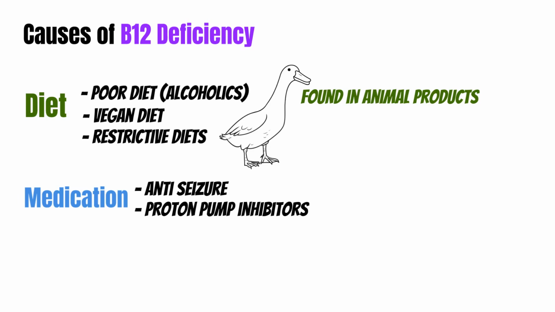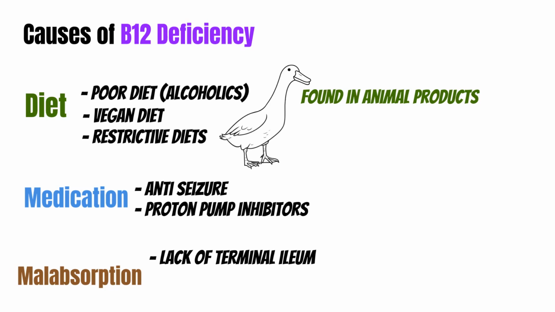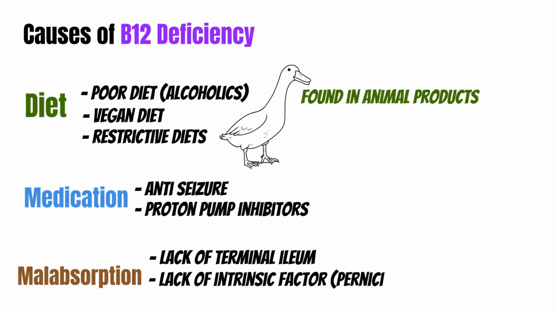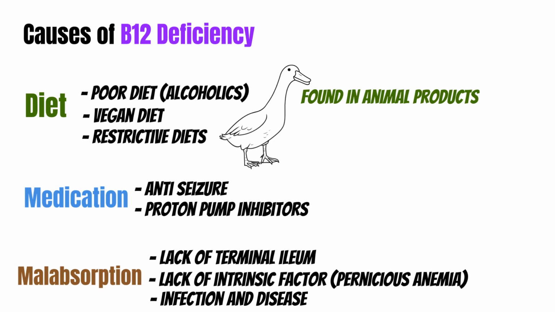And then we have malabsorption. It's a bit of a general term because there's a few things here, like structural issues, but malabsorption is one of them. So a lack of a terminal ileum, because that's where vitamin B12 gets absorbed in your small intestine. There's a lack of intrinsic factor, which is something called pernicious anemia, which is an autoimmune condition where we destroy the way we absorb vitamin B12, and infections and disease causing malabsorption.